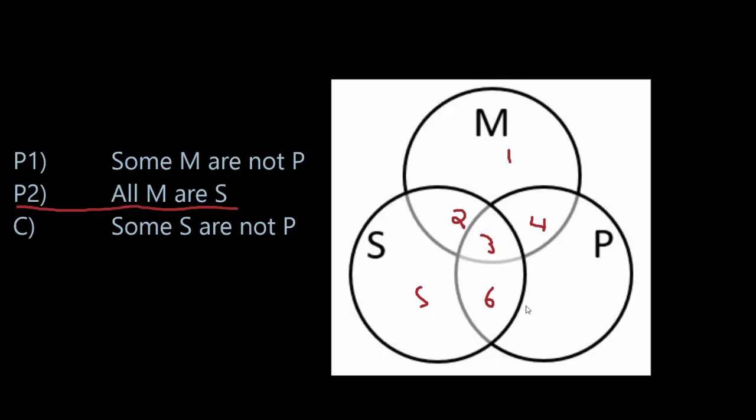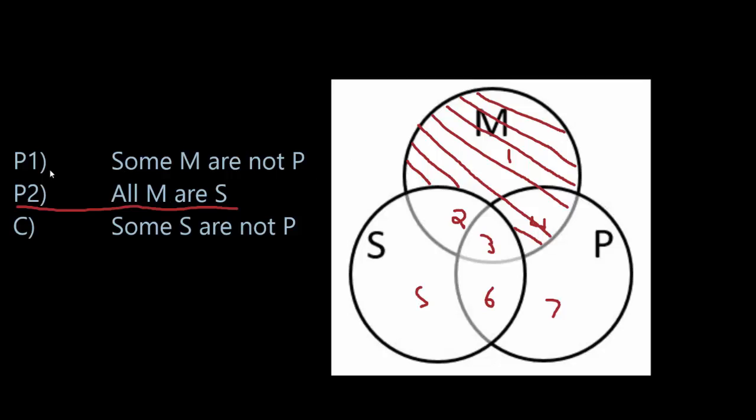So if all M are S, then area 1 and 4 can't exist because those are areas that are M's that are outside of S. So we need to shade it out. Now that we've done that, we can turn our attention to premise 1. Some M are not P.